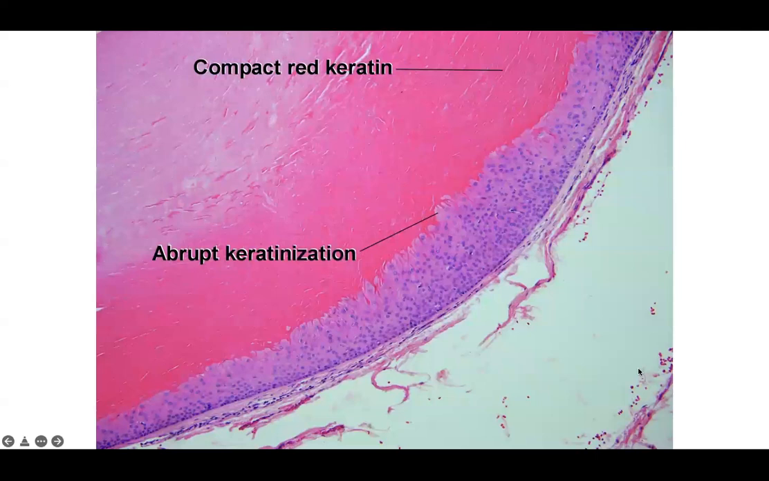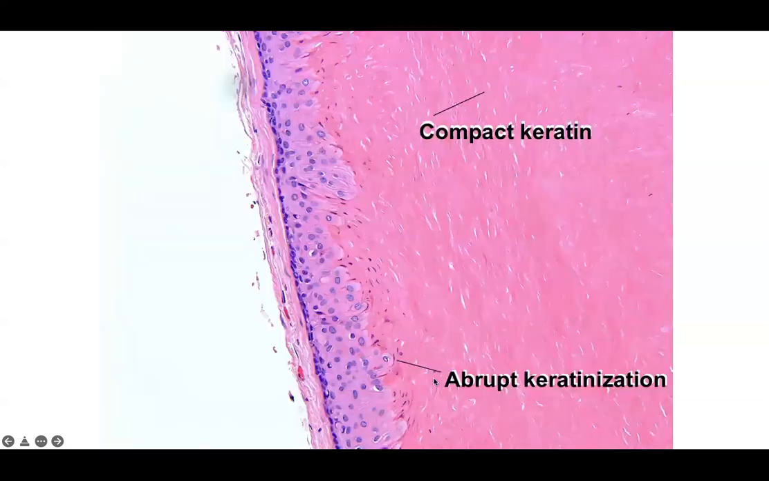On higher power, you see that abrupt keratinization or tricholemmal keratinization. It skips the granular layer and goes straight from the stratified squamous epithelium right into that compact red bubblegum pink keratin. A higher power view to show you. I often find that the keratinocytes are more plump and round here right at the transition zone.